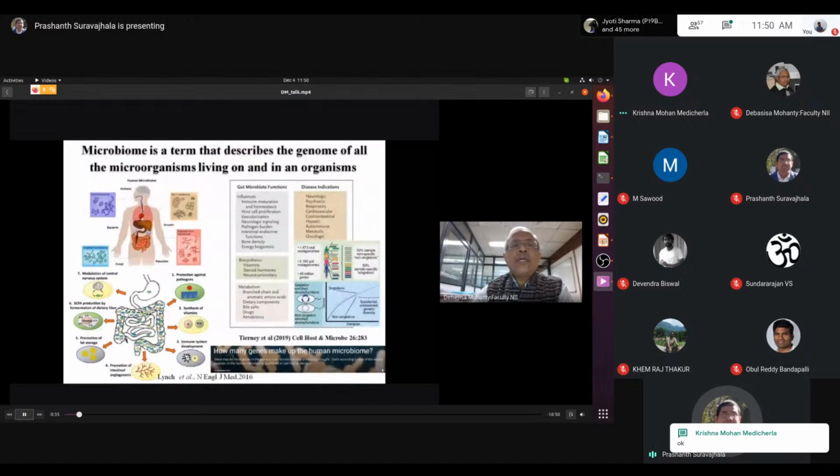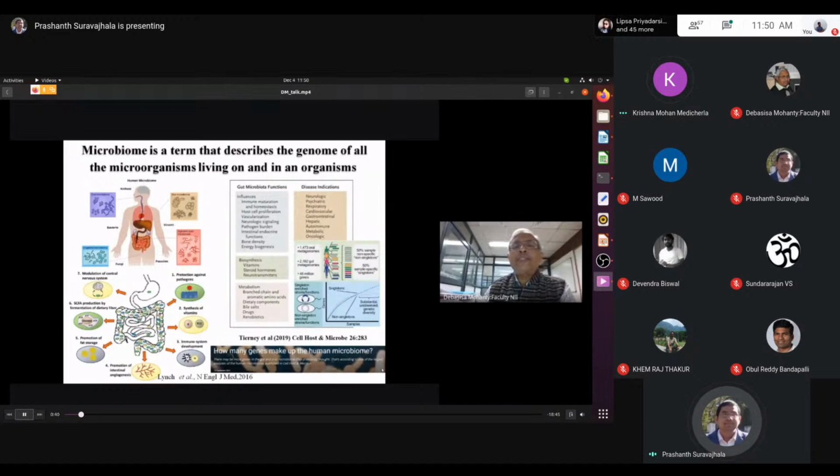The microbiome is a term that describes the genome of all microorganisms living on and in a host, and it affects many of the host processes associated with health and disease in many different ways, like biosynthesis of vitamins, influencing immune maturation, and metabolism of branched chain amino acids. The number of genes in the microbiome is several millions. This is a recent study which estimated how many genes there could be.